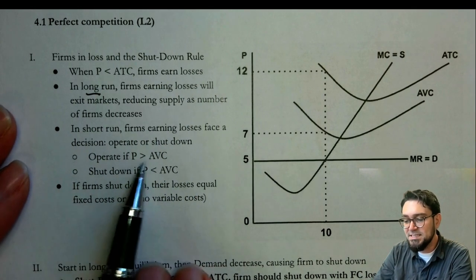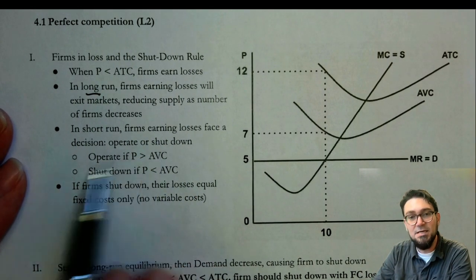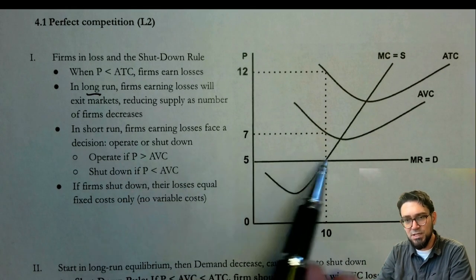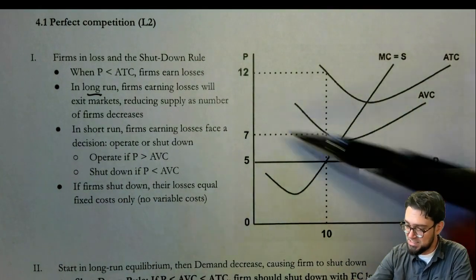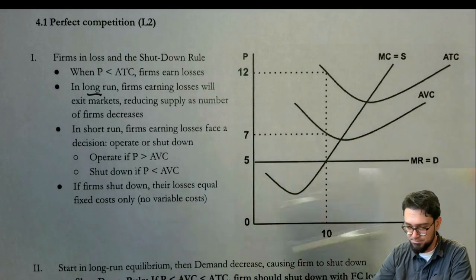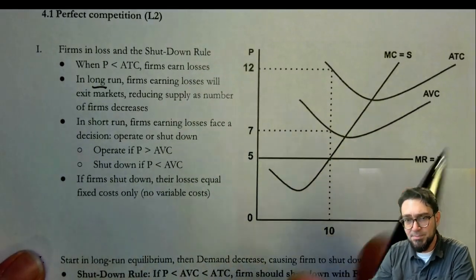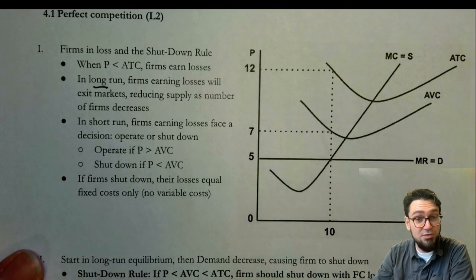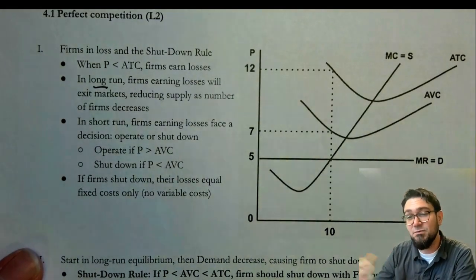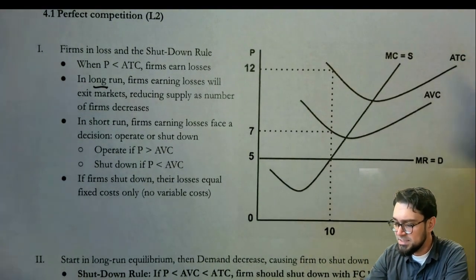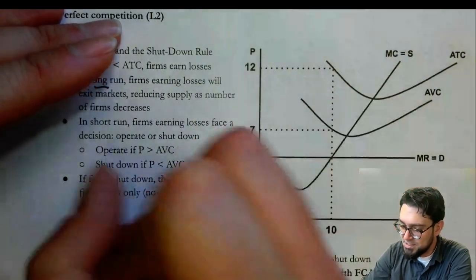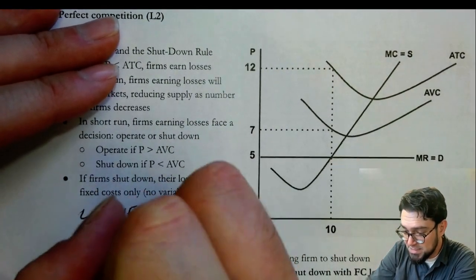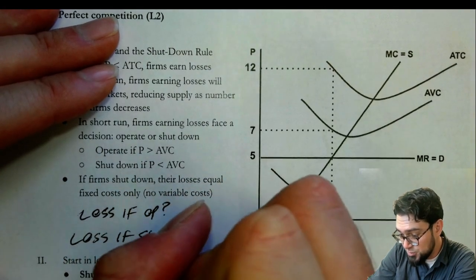Now, what we're going to find is that if the price is greater than the AVC, the firm should actually operate. Mathematically, it's better off for them to do so. But if the price gets really, really low and goes below the AVC, so you can see here the price has gone below the AVC, this firm should shut down. And I'm going to show it to you using this graph. If the firm shuts down, their losses equal their fixed costs. When they're not producing any output, they still have to pay their fixed cost. So let's talk through how much their loss would be: loss if operate, and loss if they shut down.